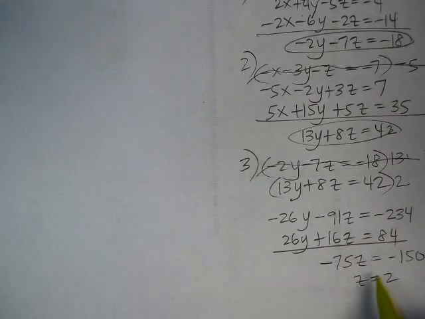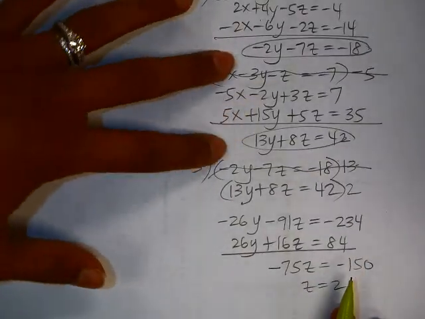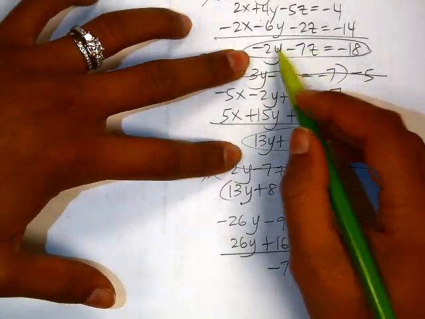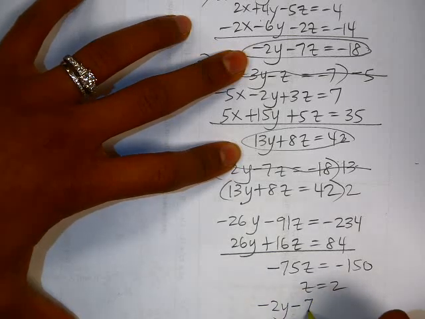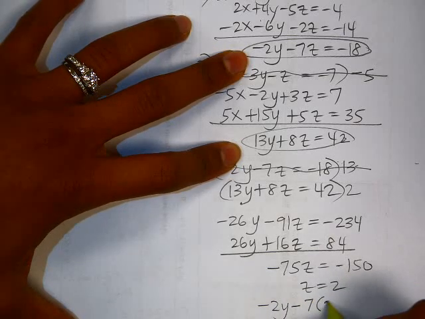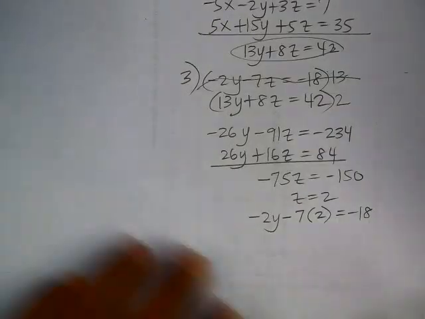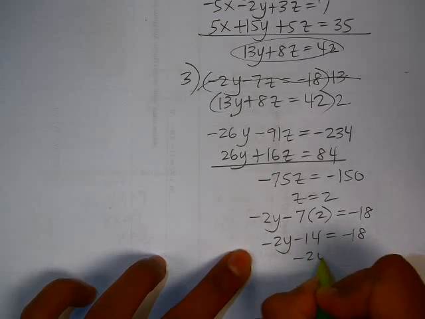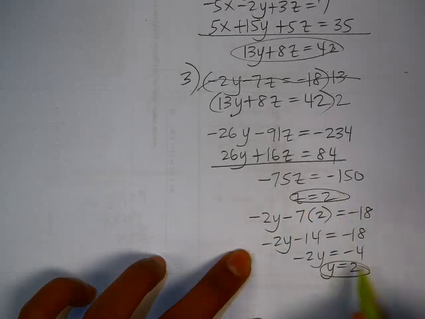So plugging z back into either of our equations that have a y and z, you can solve for y. So taking this equation, I can plug in z equal to 2 and solve for y. So negative 2y minus 14 equals negative 18. So y is equal to 2.